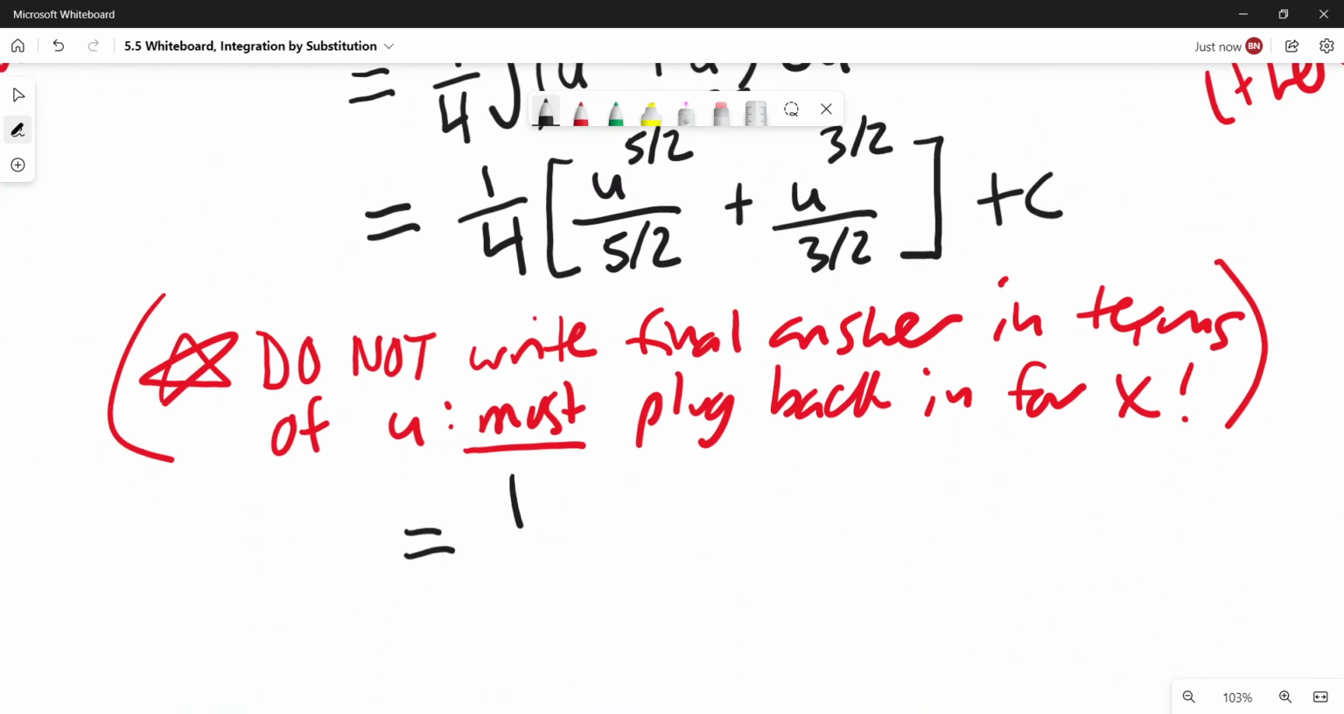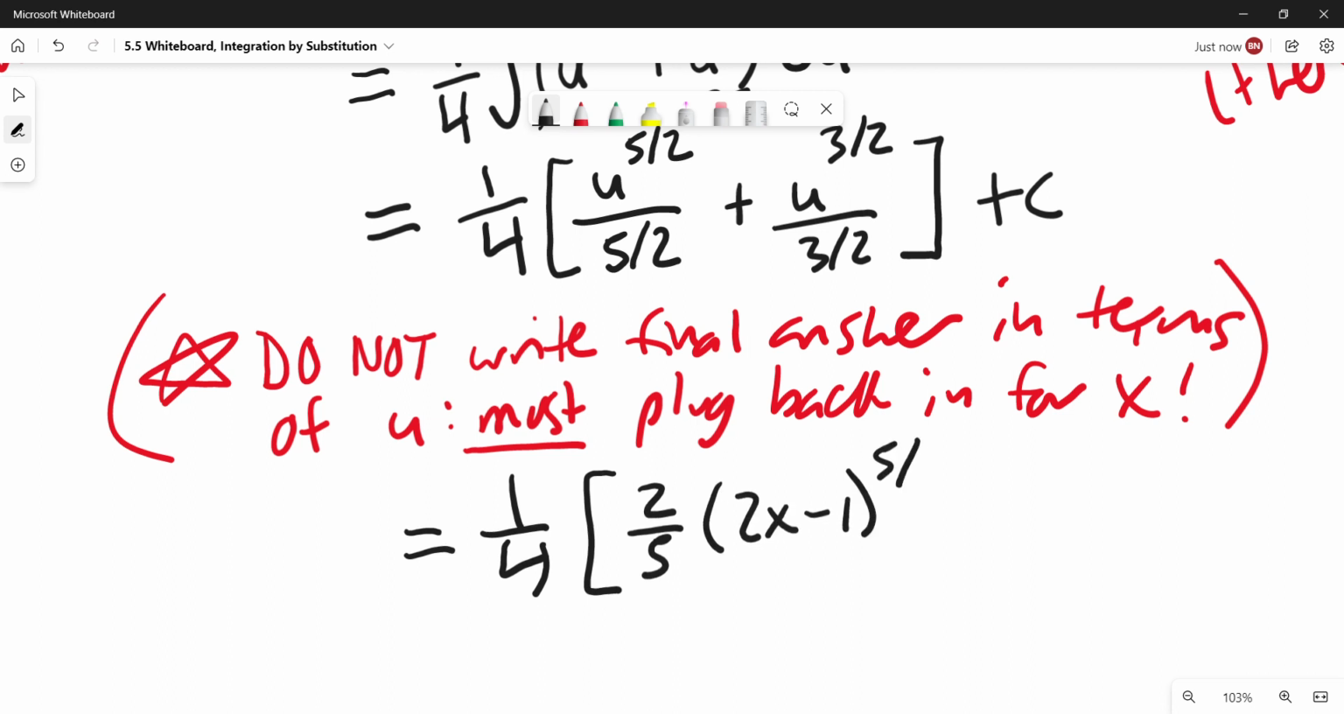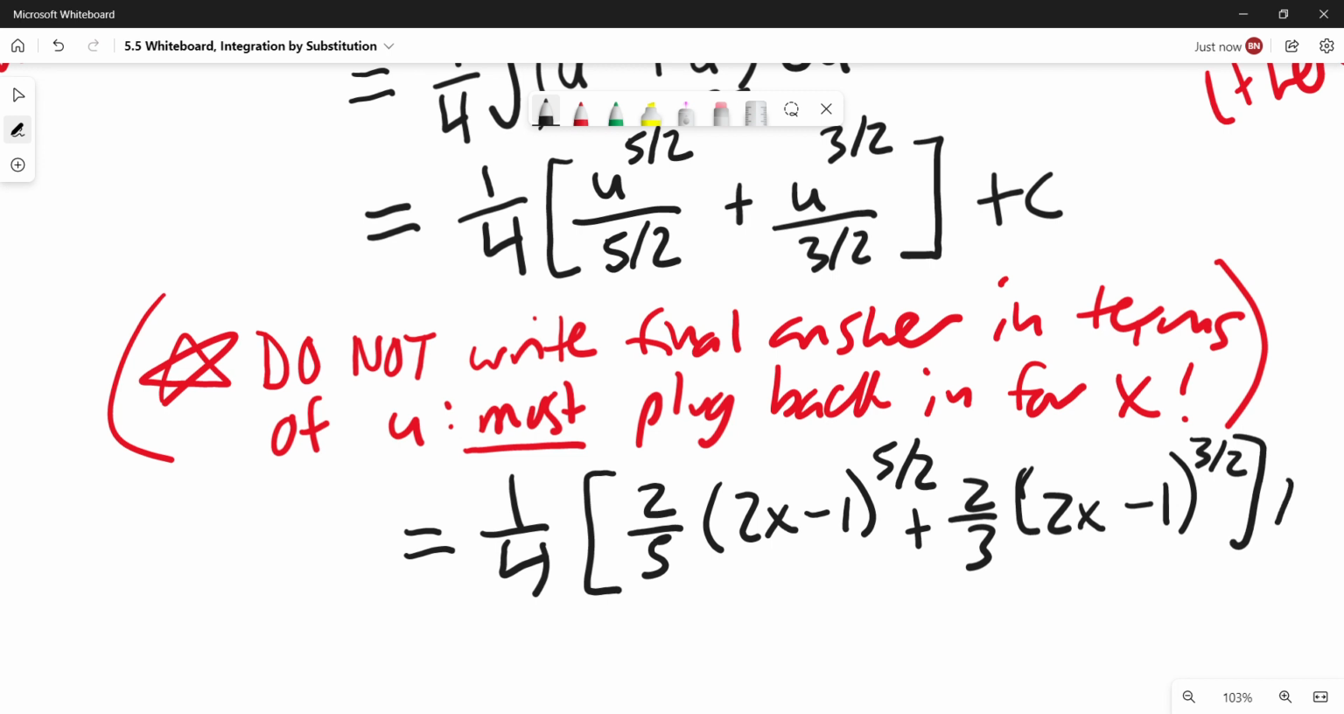So 1/4. And I'm going to go ahead and write this as 2/5, 2x minus 1 to the 5 halves, plus 2x minus 1 to the, oh, I forgot the 2/3 thingy, plus 2/3 to the 3 halves, plus c.